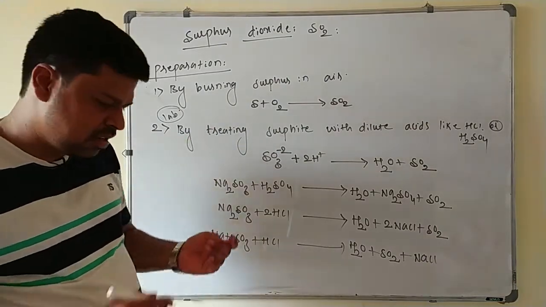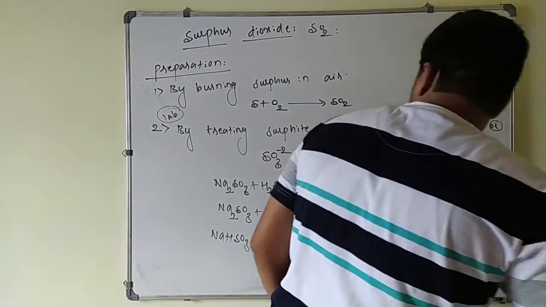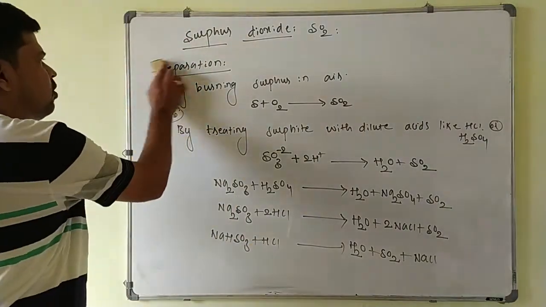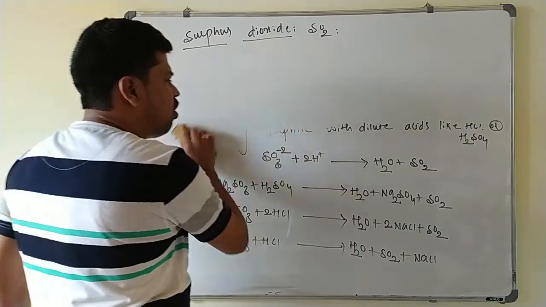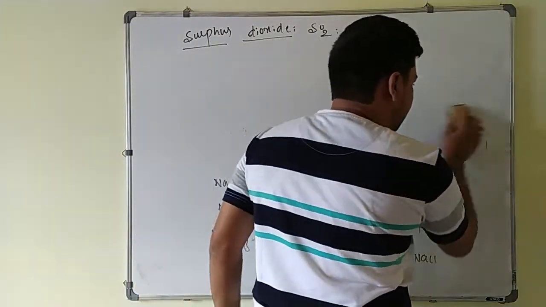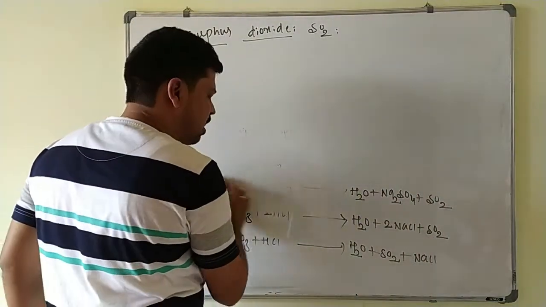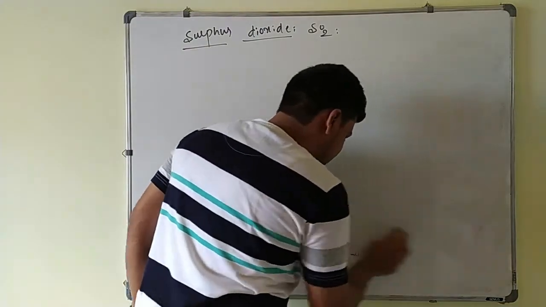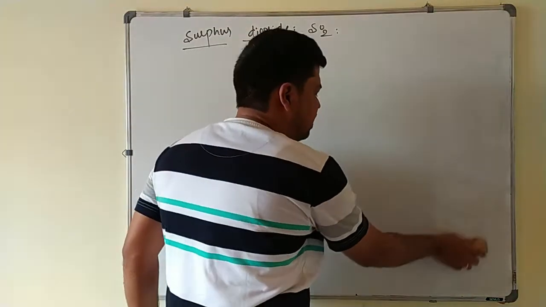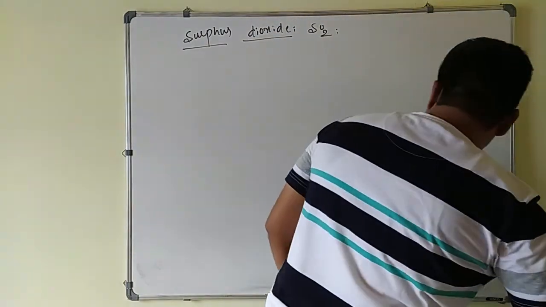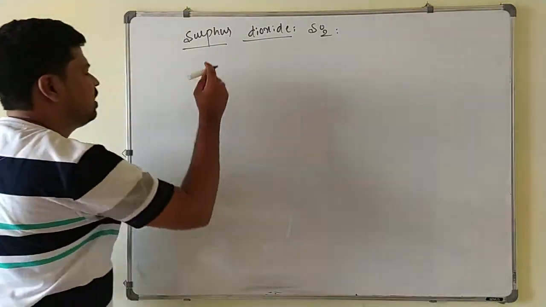The next method is by the roasting of sulfide ores. Already in the isolation topic you have studied what roasting is. Roasting is nothing but the concentrated ore is heated in presence of air, so that the sulfide ores are converted into oxides. In the roasting process, SO2 is obtained as a byproduct. That is the industrial method for the preparation of SO2.